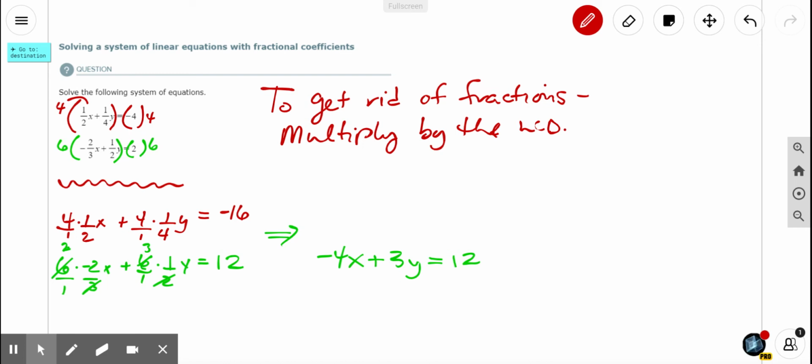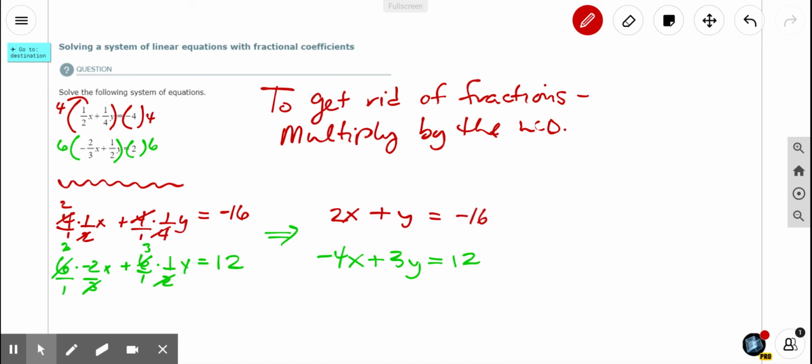So 4 times 1 is 4, divided by 1 times 2 is 2. 2 goes into 4 twice, so you get 2x. 4 goes into 4 once, you get plus 1y equals negative 16. I was like, what, did I forget to multiply? No, I did not.